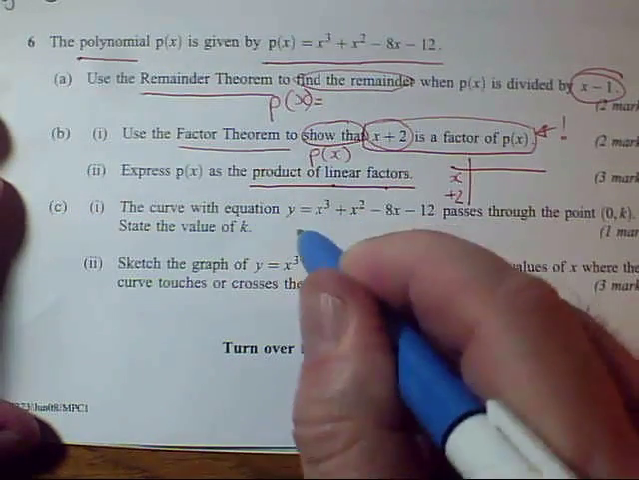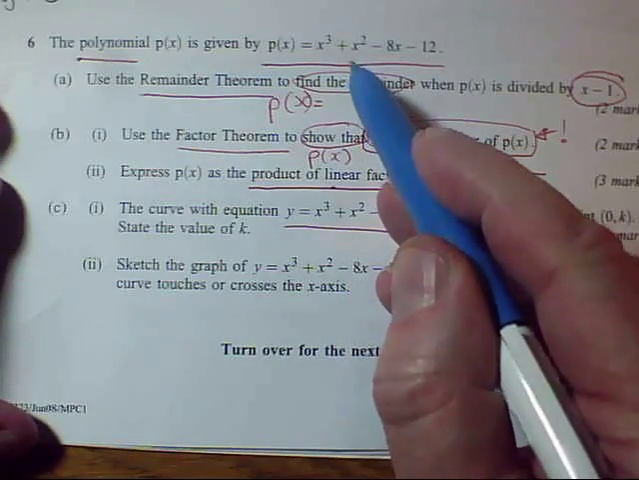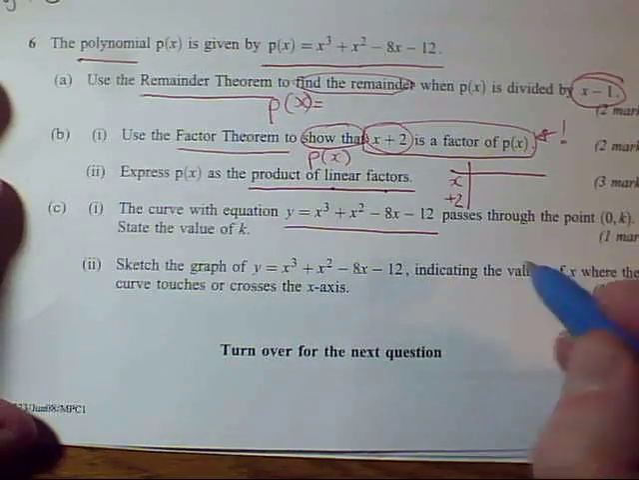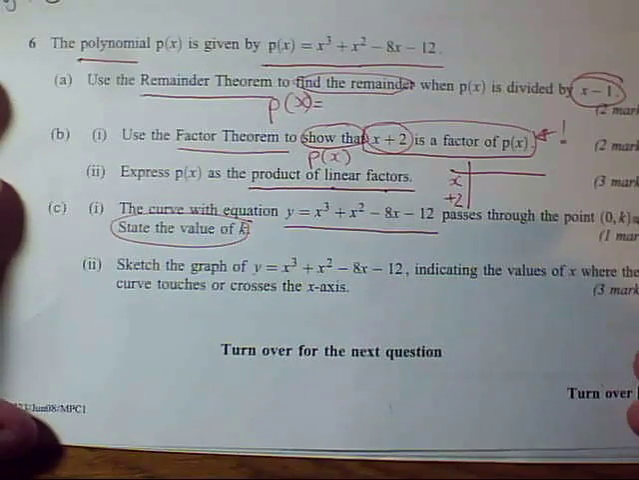Then part C. The curve with equation y equals this. Oh look, this y is exactly the thing that we've already factorized. So having factorized it may well help. But in fact the first bit is just about finding the value of k. So this is much easier than it might look.